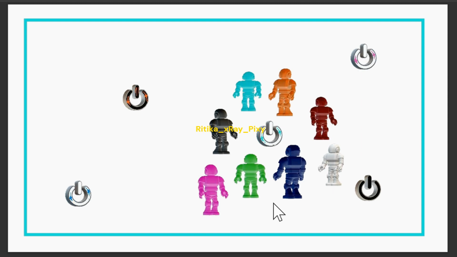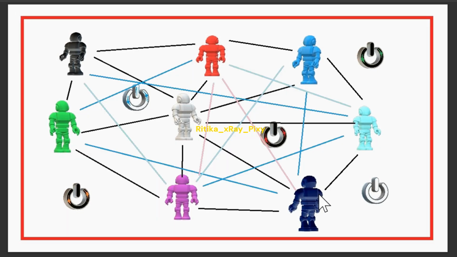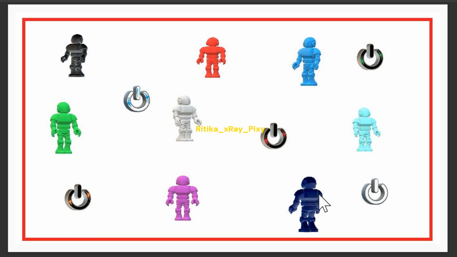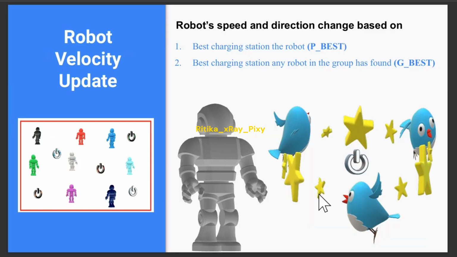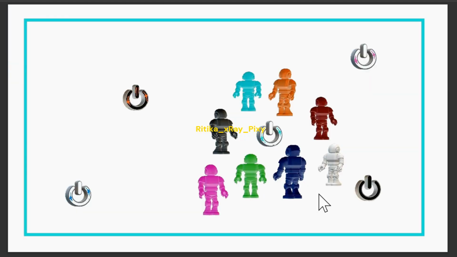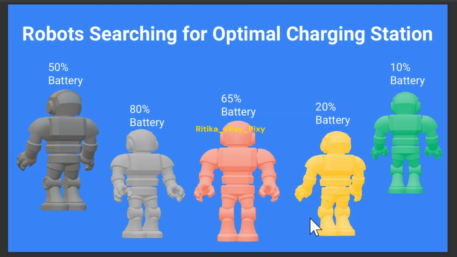So robots move around the warehouse tracking their best found charging station, that is the personal best, and sharing information with other robots, that is the global best. We update the velocity using this formula. After that we start the convergence process. Robots gradually converge on the best charging station, optimizing their search based on the collective knowledge. So here PSO balances the exploration of new options and the exploitation of known good solutions. Each robot might have different requirements for charging depending on its battery level.